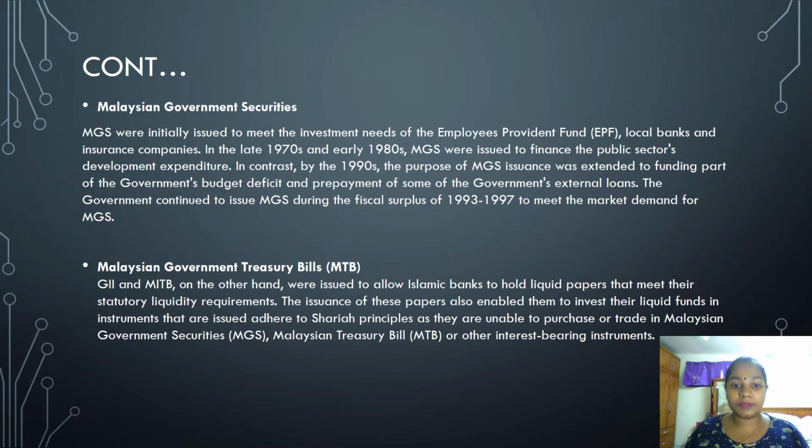Next is Malaysian government treasury bills. Government investment issues and Malaysian Islamic treasury bills, on the other hand, were issued to allow Islamic banks to hold liquid papers that meet their statutory liquidity requirements. The issuance of these papers also enables them to invest their liquid funds in instruments that adhere to Sharia principles, as they are unable to purchase or trade in Malaysian government securities, Malaysian treasury bills, or other interest-bearing instruments.